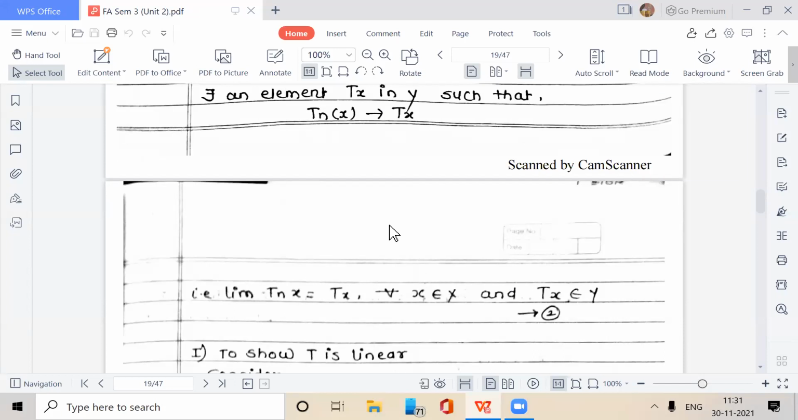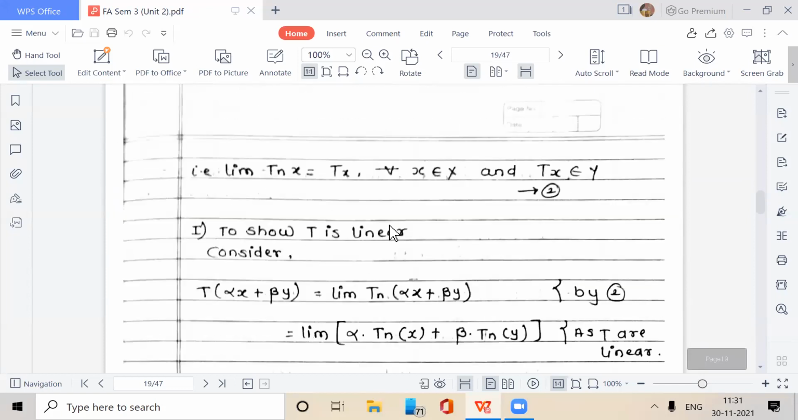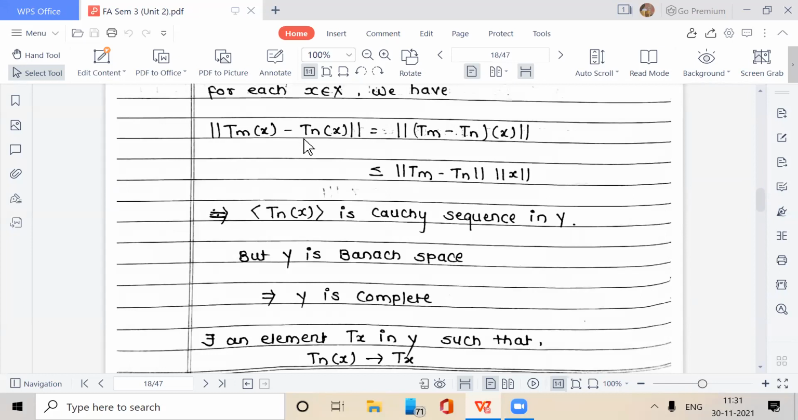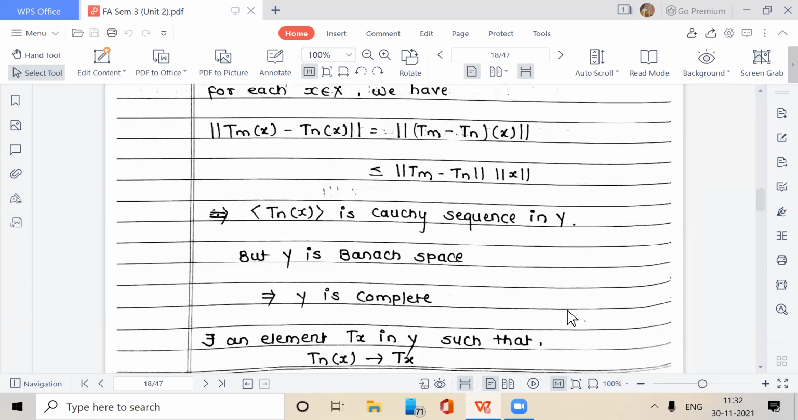As norm of Tn of x minus Tx is less than epsilon, here we have written norm of Tm of x minus Tx because it converges to Tx. Tn of x converges to Tx. So that norm of Tn of x minus Tx less than epsilon. So that supremum of norm of Tn of x minus Tx, where norm of x is less than or equal to 1, is less than epsilon. So supremum of norm of Tn minus T into norm of x less than epsilon. So supremum of norm of Tn minus T is less than epsilon. So norm of Tn minus T converges to 0 and Tn tends to T.